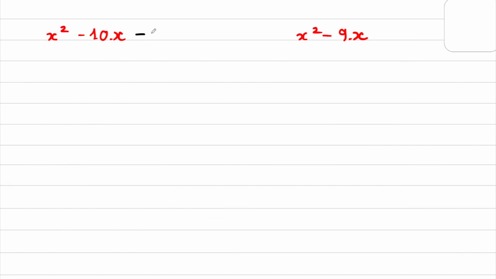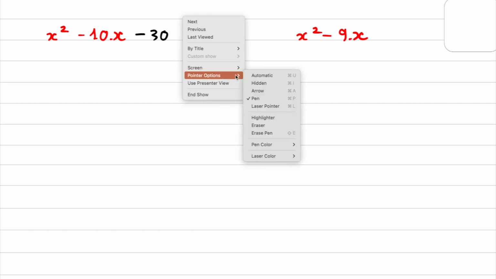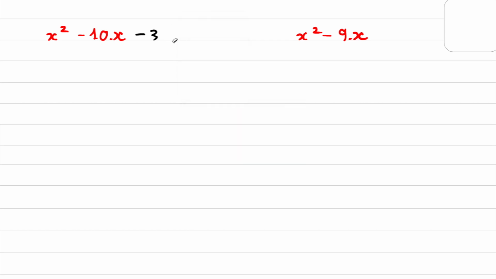You will have minus 30. Oh, sorry. Here it is minus 3 only. One more time, you have x squared minus 10x minus 3. How can you factorize using completing the square?